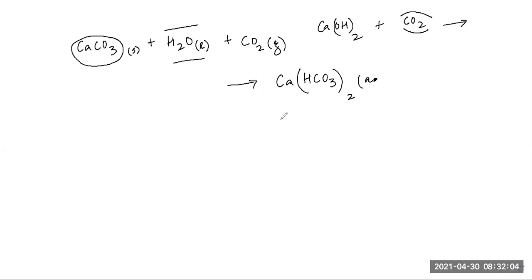Well, students, this is calcium. What is this? Anyone? This is bicarbonate. Yeah. Calcium bicarbonate, made by 2. Or we can call it calcium hydrogen carbonate. Am I right, students?